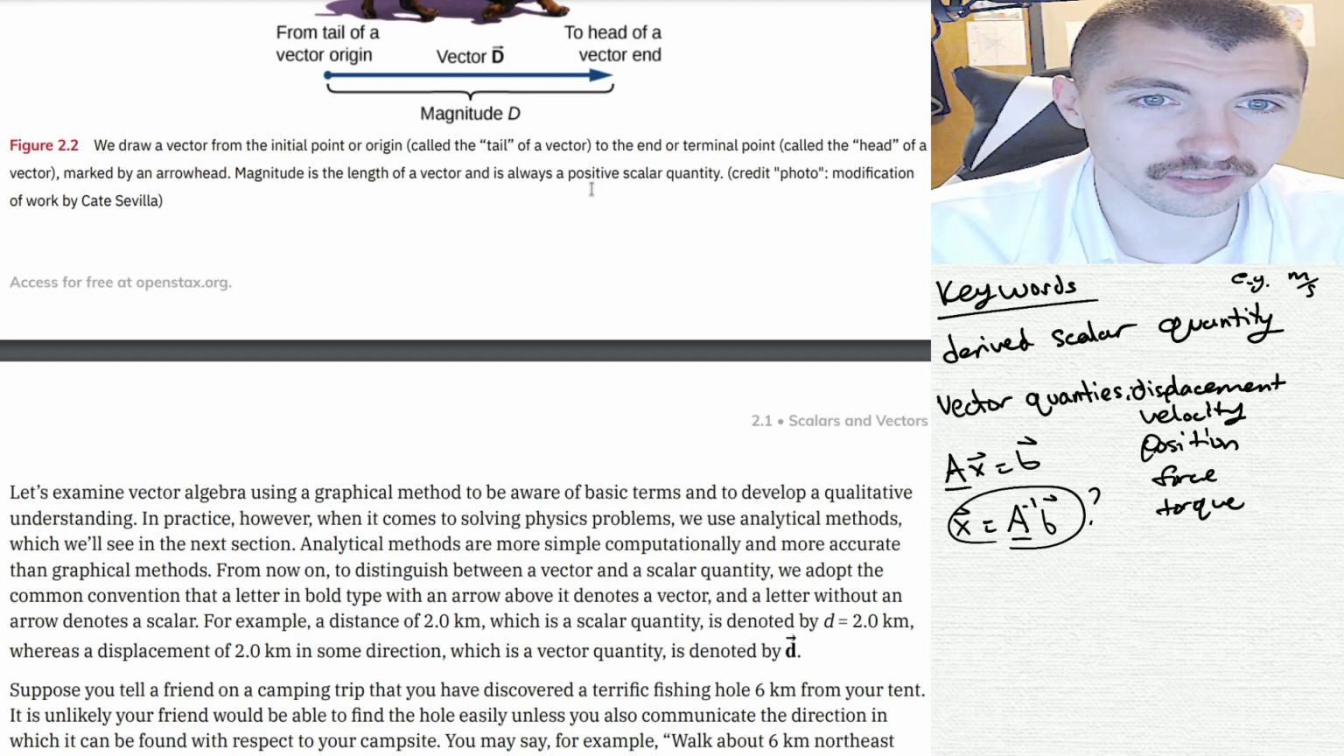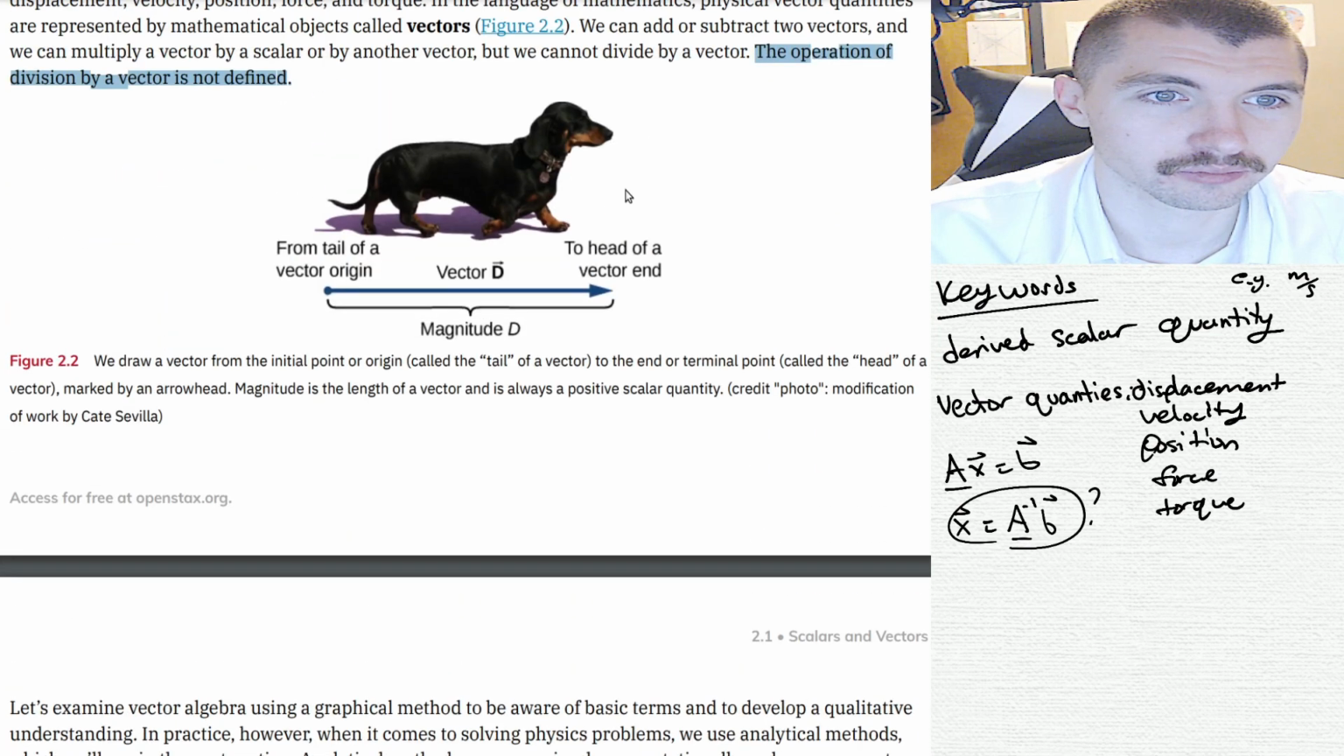We draw a vector from the initial point called the tail to the head. Magnitude is always a positive quantity. Tail to head. Okay.